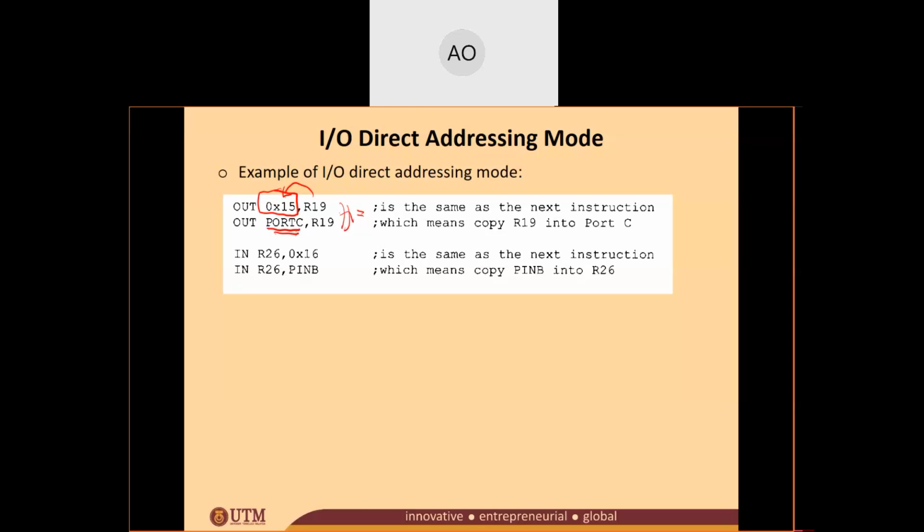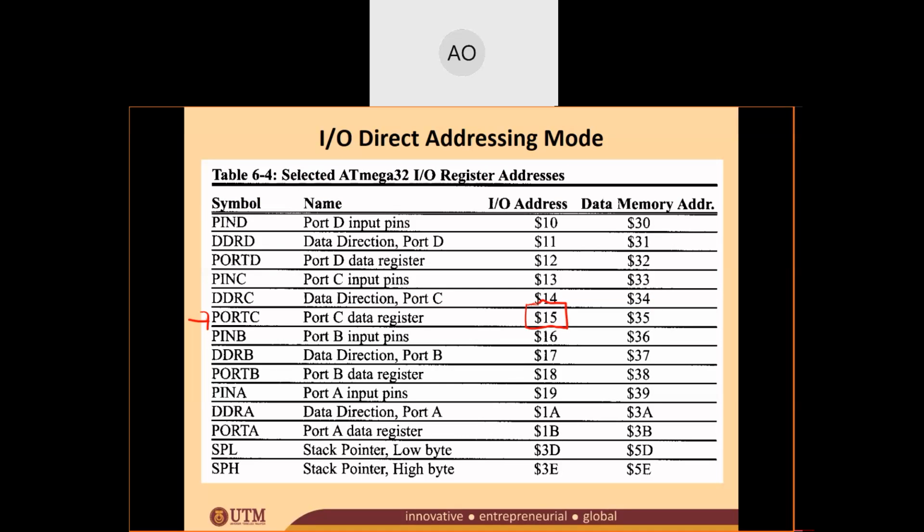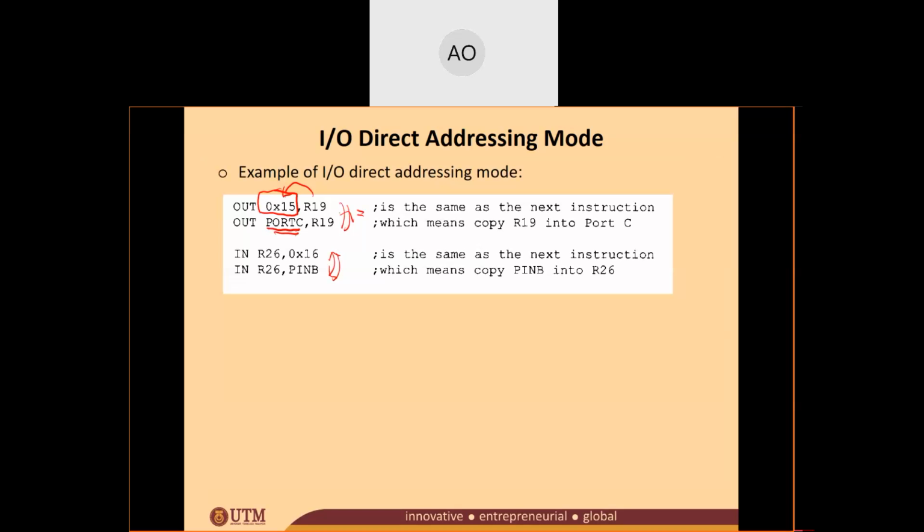Okay, so another example: IN R26, 0x16, which is equivalent if you write IN R26, PINB, because address 16 actually is your PINB location. So what happens is you read the value from your PINB and put it to your R26.